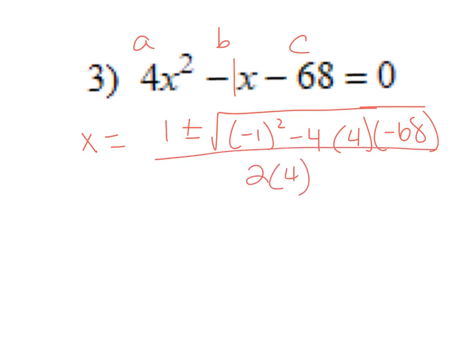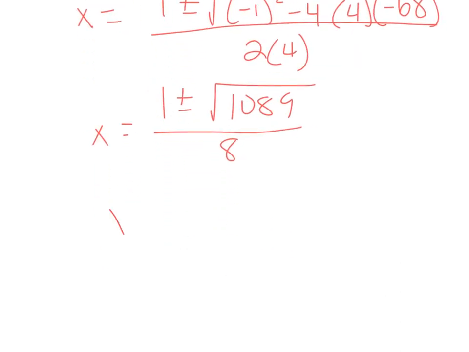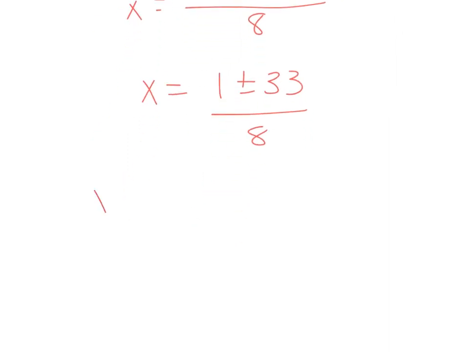Okay, typing inside my square root here, I end up with 1 plus or minus the square root of 1089, divided by 8. Now I'm going to see if that 1089 will reduce. It does, it's exactly 33. So I get x equals 1 plus or minus 33, divided by 8.